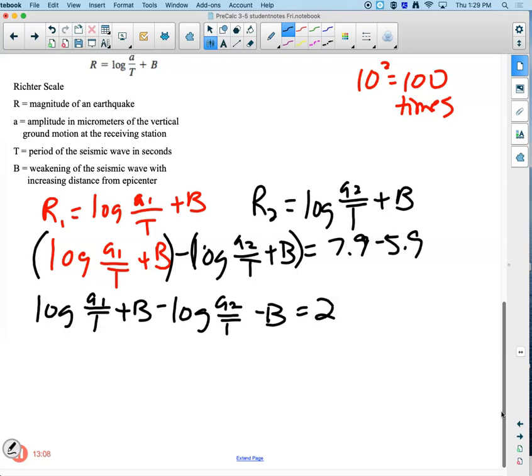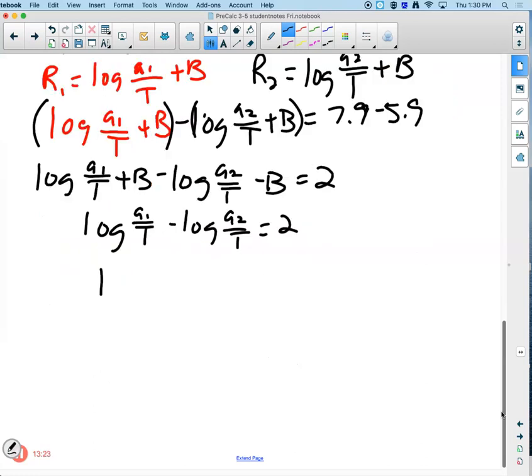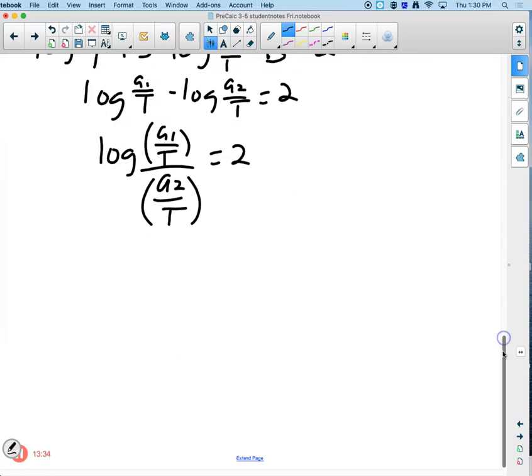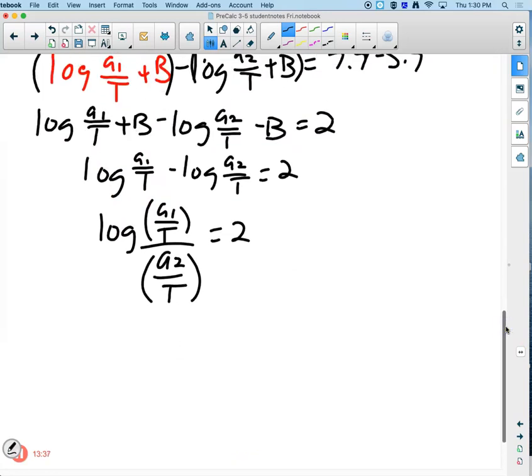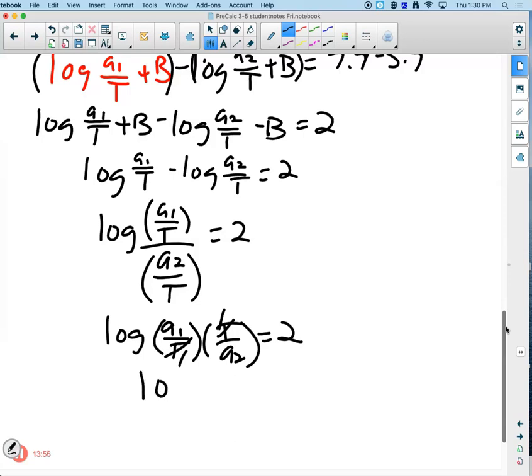And in fact, that is one of the things that they try to keep standard. So it would say the logarithm of A sub 1 over T minus the logarithm of A sub 2 over T equals 2. And now we have subtraction, which is, of course, division in logarithm language. And hopefully we would say, well, I'm not leaving that like that, because I know dividing fractions is multiplying by the reciprocal. And we would see that T is going to cancel out, because that's, again, something that they try to keep standard, that period of the seismic wave in seconds. So we'll have the logarithm of A sub 1 over A sub 2 equals 2.